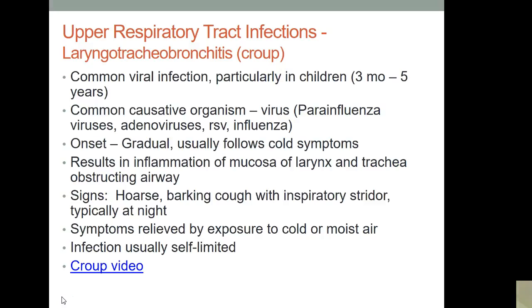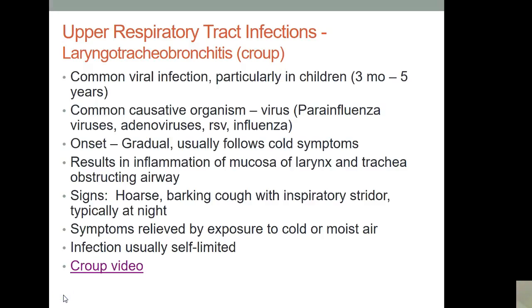Okay, so let's start with some upper respiratory tract infections. Laryngotracheobronchitis, also known as croup. This condition is a really common viral infection found in children, usually 3 months to, on the high end, 5 years of age. It's usually caused by a virus such as parainfluenza, adenovirus, or respiratory syncytial virus, which are the main culprits.